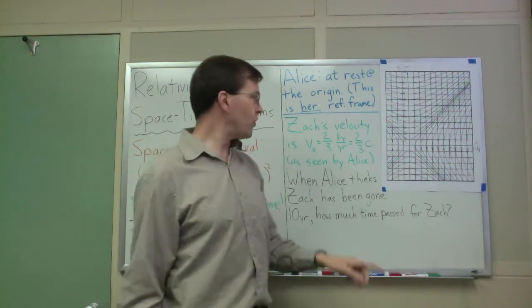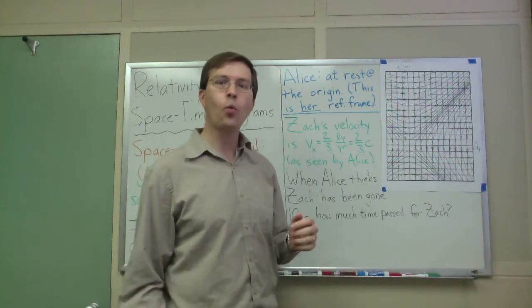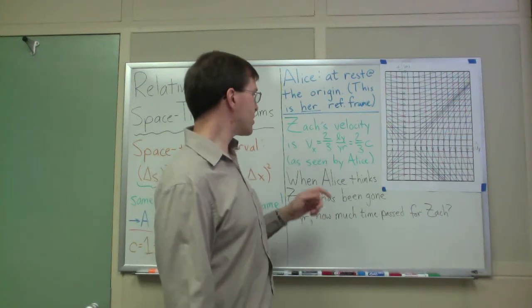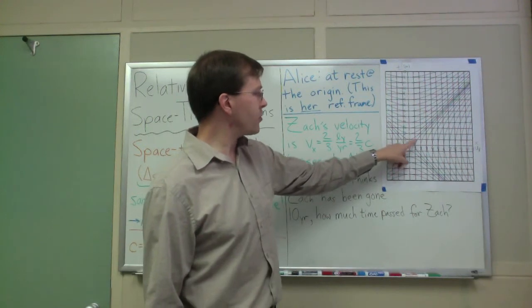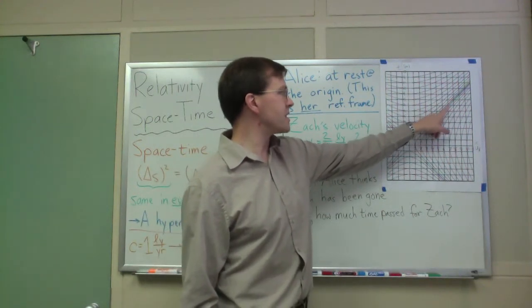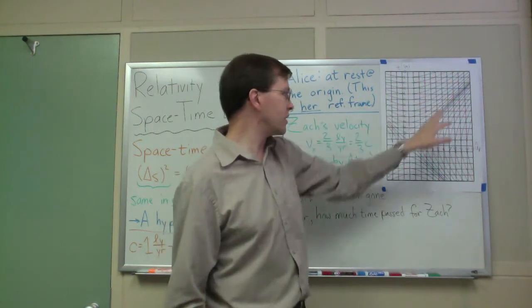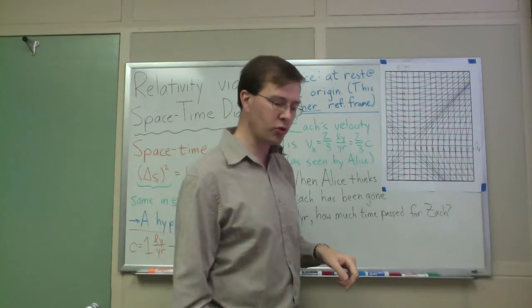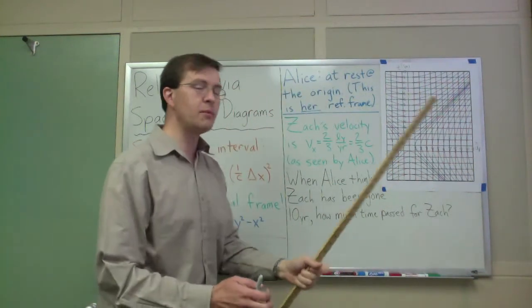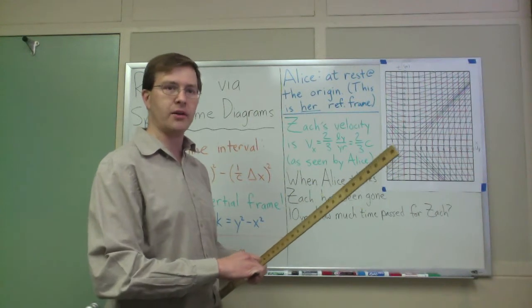Zach is moving at 2/3 the speed of light. Light moves, by definition, at 1 light year per year. So light, 1 light year per year, would go at a 45-degree angle up here. It's no coincidence that's where all these curved lines are asymptoting to. But Zach is moving 2/3 the speed of light, 2/3 light years per year. So the simple thing you do with space-time diagrams, again, ignore the curving lines for the moment. You can do this on any graph paper.